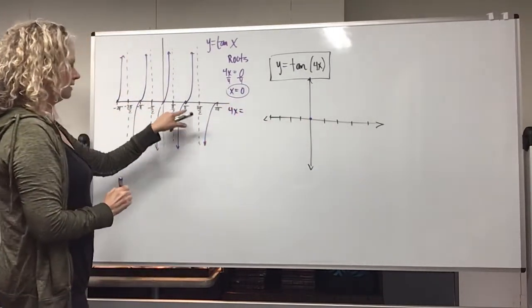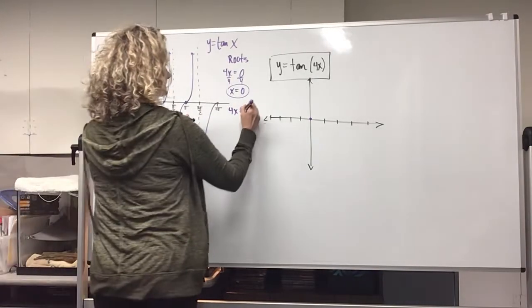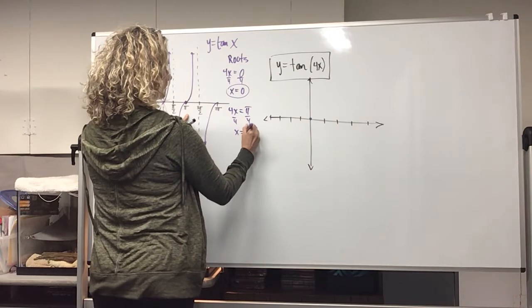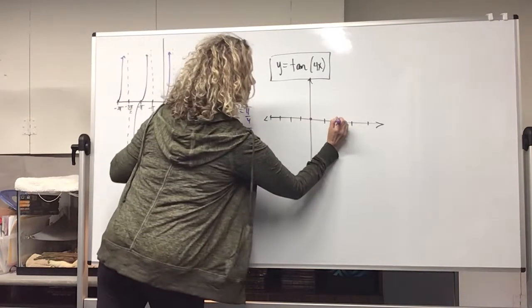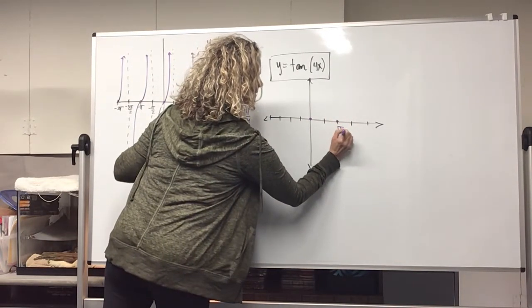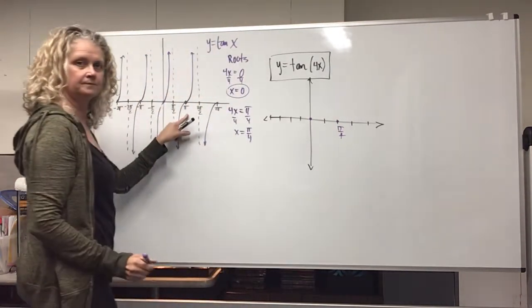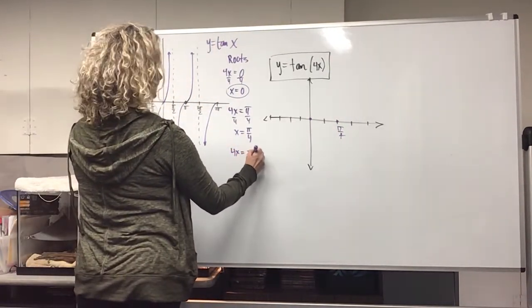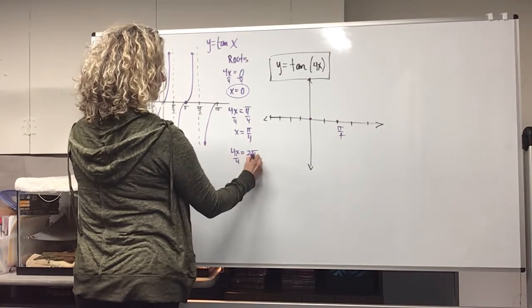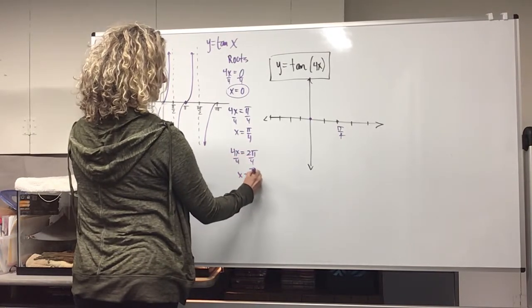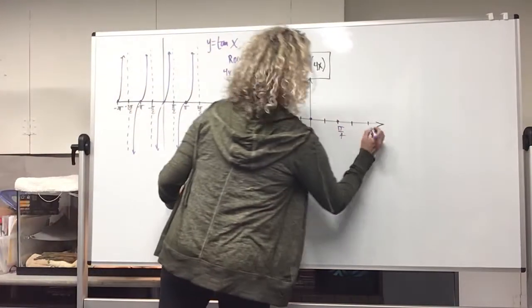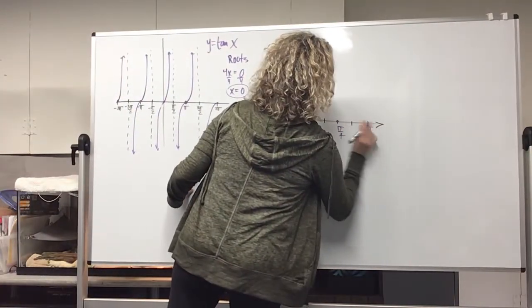Now we're going to go to our second root, which is pi. Dividing both sides by 4, our next root is pi over 4. Going to the 2 pi, next root, dividing both sides by 4. Our last root on the right side is pi over 2.